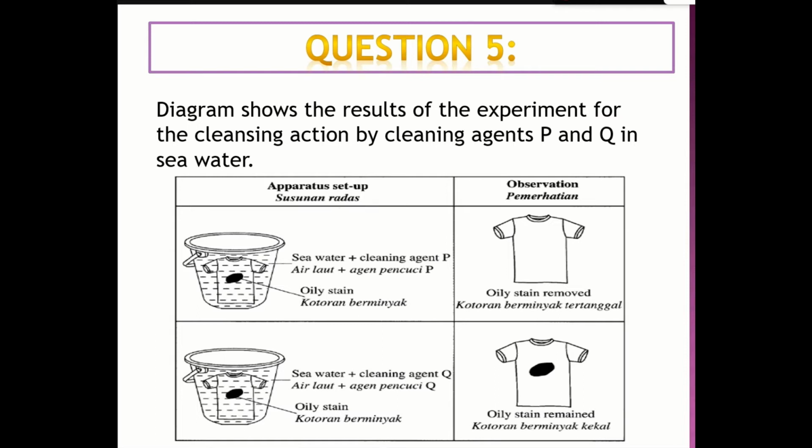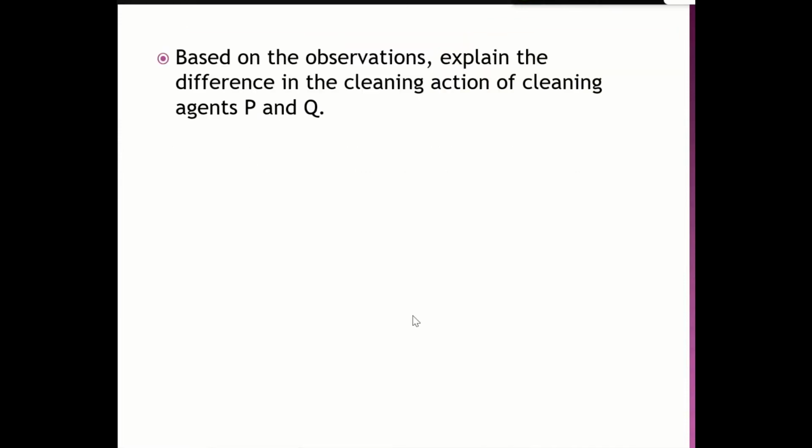So students can actually predict what the cleaning agent P is. Cleaning agent P most probably will be detergent, right? And then the cleaning agent Q for sure is a soap, because they only study two types of cleaning agent in Form 5, the soap and detergents, right? They're coming up with the following question. Okay, interesting question. Based on the observations, explain the difference in the cleansing actions of the cleaning agents P and Q.